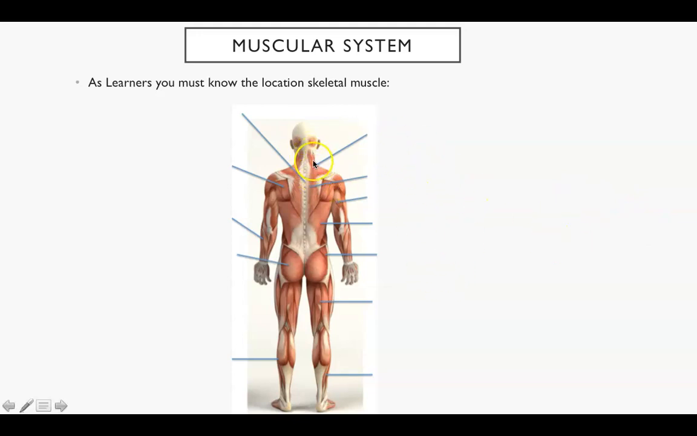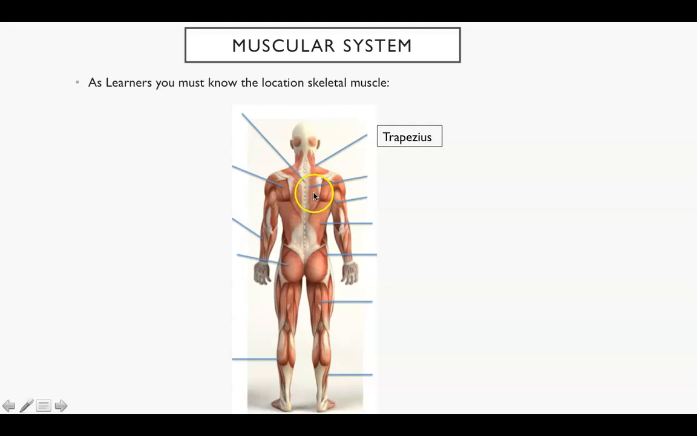So this is the trapezius muscle, just from the posterior aspect. Now the trapezius muscle actually comes all the way down here. All of this kite-like muscle here is your trapezius muscle. It is huge. Okay, so that's your trapezius muscle there.